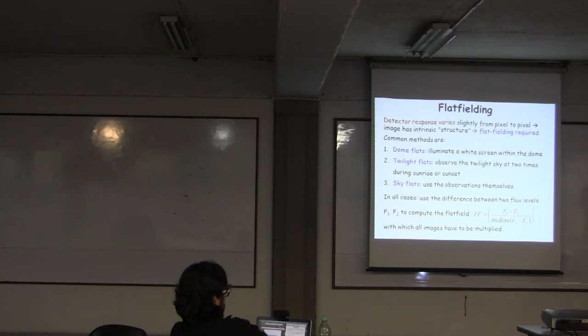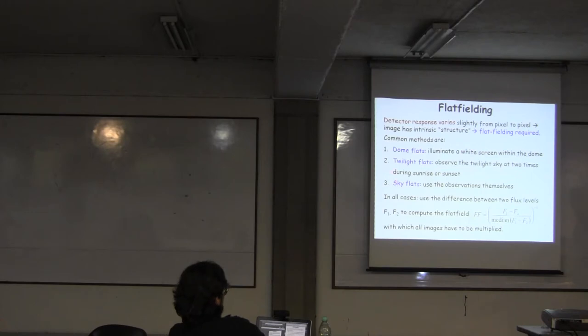You can do that either by actually looking with the telescope at a white screen inside the dome. Or you can use twilight flats, meaning that in the morning after your observations, when the sky is already getting brighter and brighter, you can take an image just after sunrise, and then a little bit later. The one taken a little bit later is of course brighter, and you subtract the two, and you get a fairly uniform illumination on your detector.